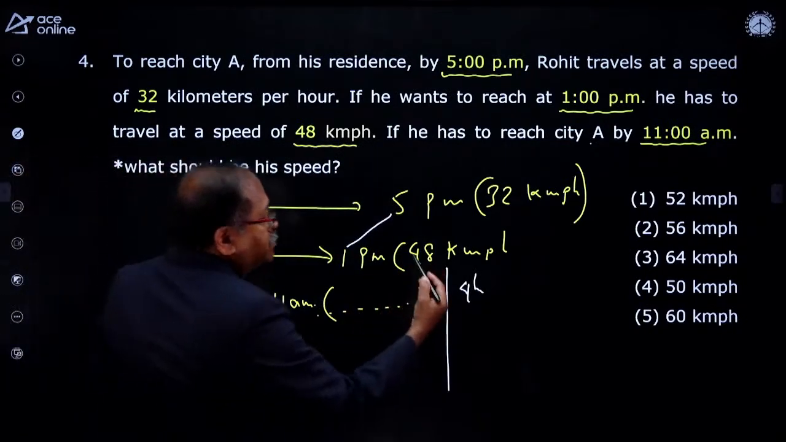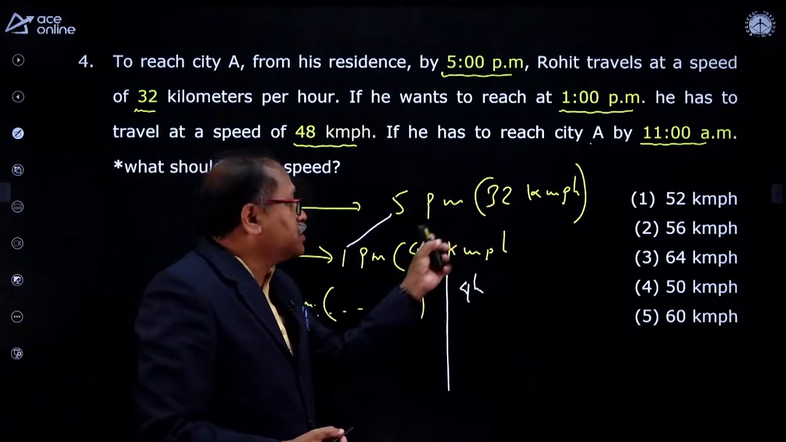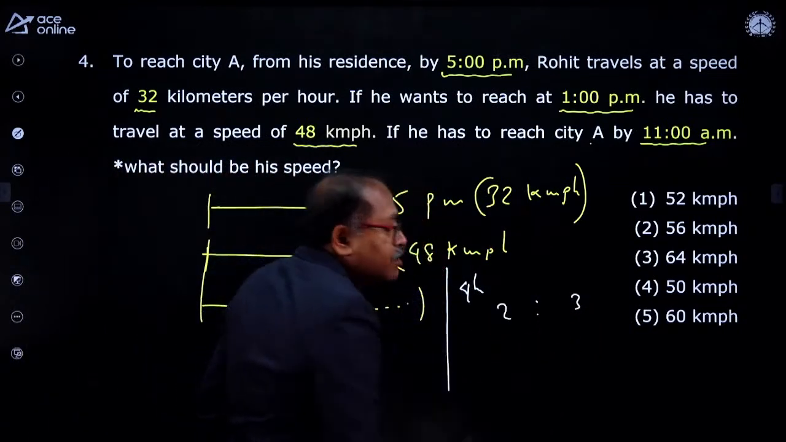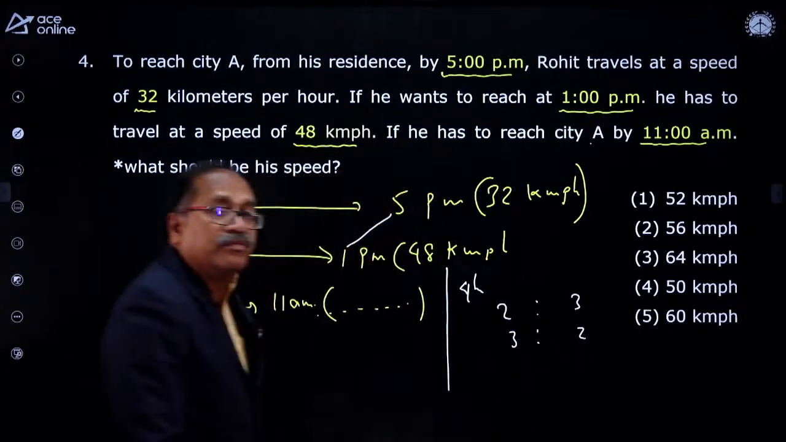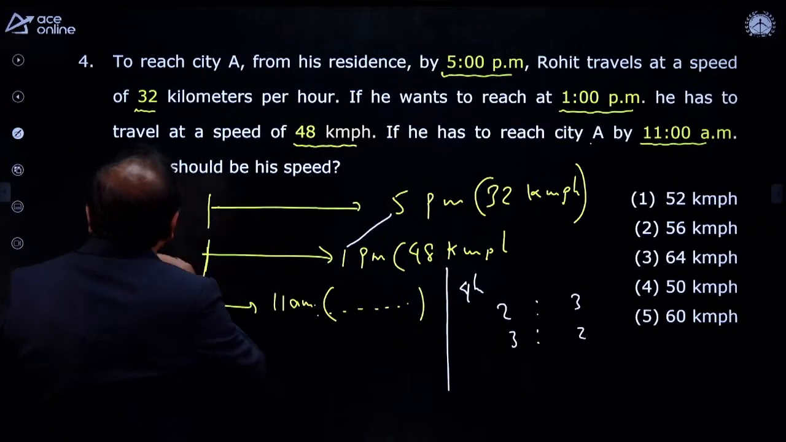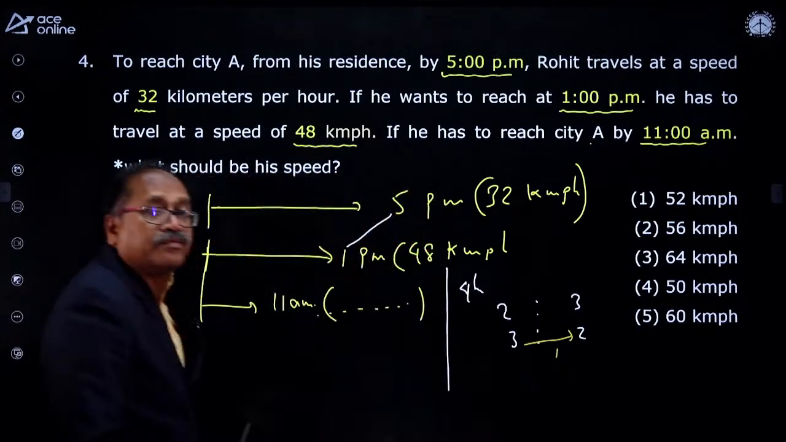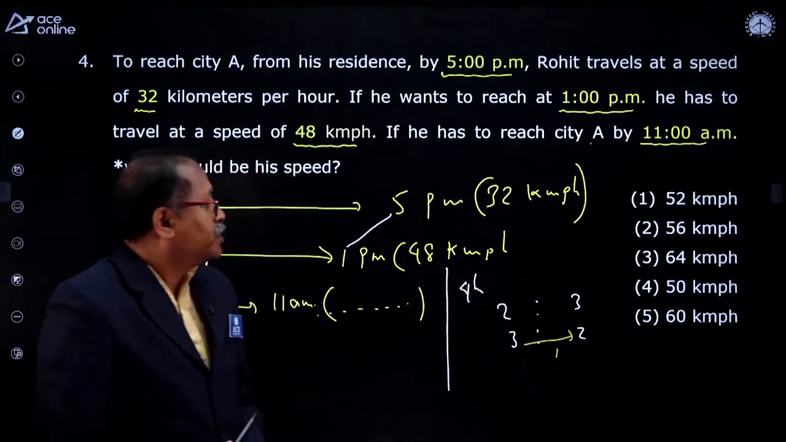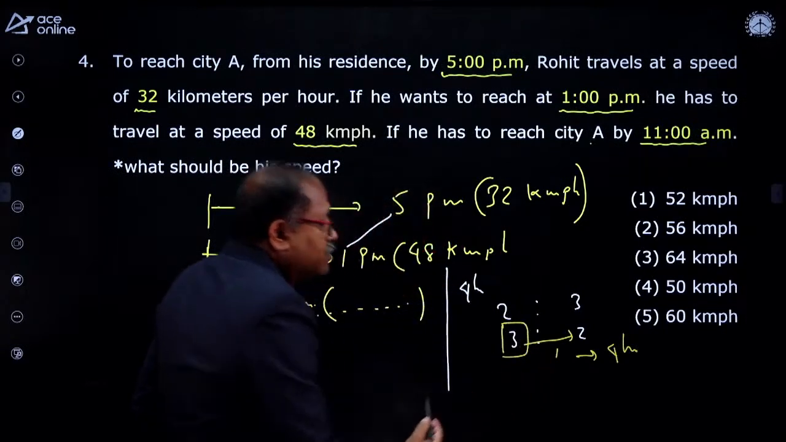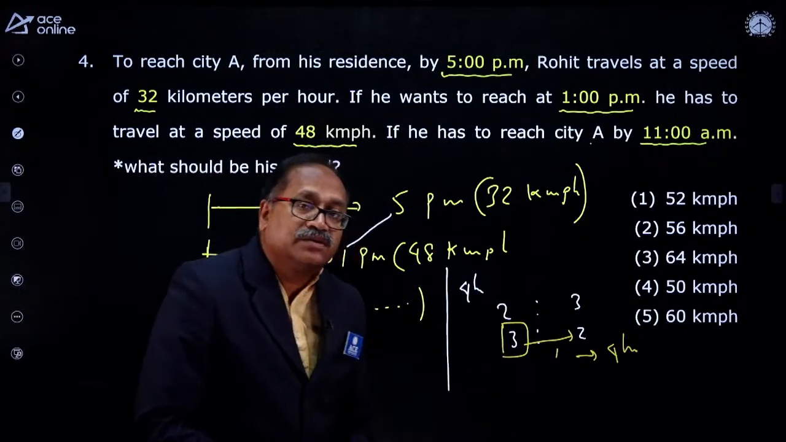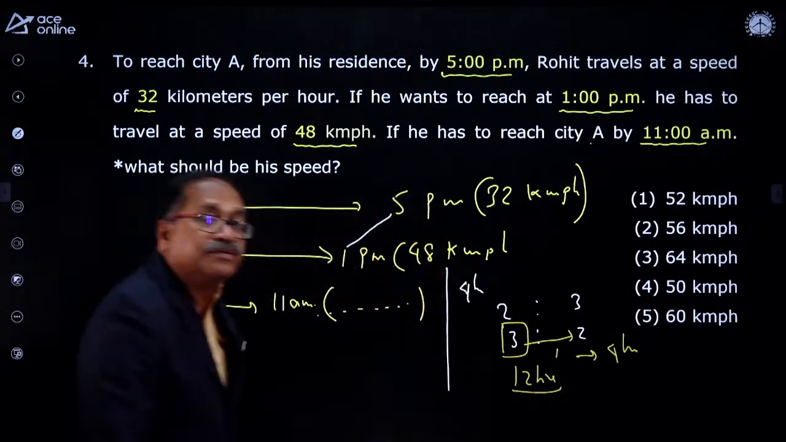That means, what is the speed ratio from here to here? 32 is to 48. Both are getting cancelled by 16. So, speed ratio is 2 is to 3. Then the time ratio will be 3 is to 2. So, how much time is reduced? Notice that. How many parts time is reduced? 1 part. How many hours is reduced? 4 hours. When 1 part is 4 hours, then what is the original time? Original time is 3 parts. 1 part 4 hours, 3 parts 12 hours. So original time is 12 hours.